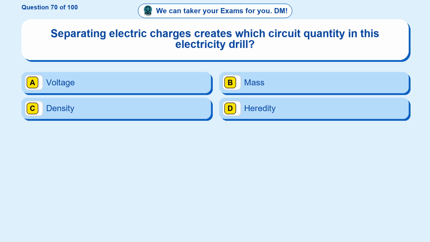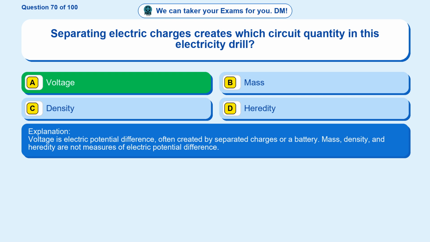Question 70. Separating electric charges creates which circuit quantity in this electricity drill? Option A, voltage. Option B, mass. Option C, density. Option D, heredity. The correct answer is option A. Voltage. Voltage is electric potential difference, often created by separated charges or a battery. Mass, density, and heredity are not measures of electric potential difference.